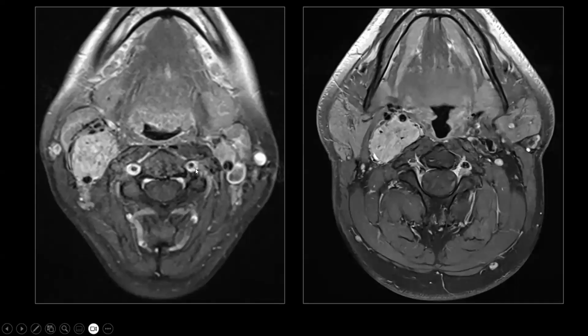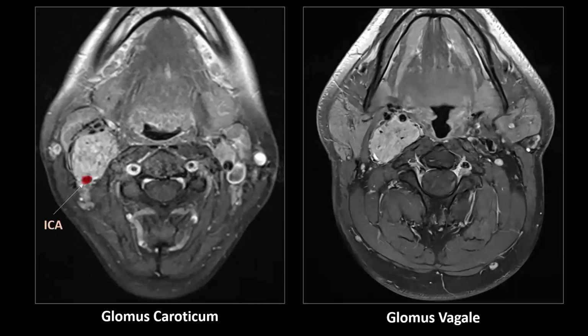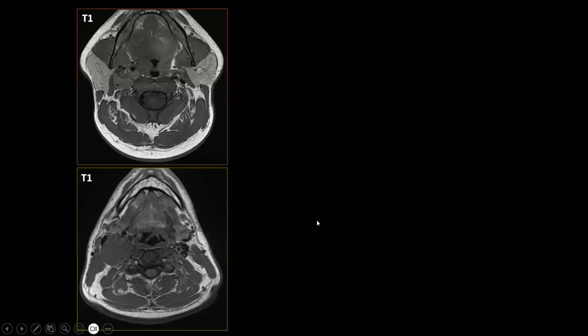This is an example of a carotid body tumor, and here we have a vagal paraganglioma. In the carotid body tumor, we can find the internal carotid artery posteriorly of the tumor, while branches of the external carotid artery are located anteriorly. And in the vagal paraganglioma, both the internal and the external carotid artery are located anteriorly of the tumor.